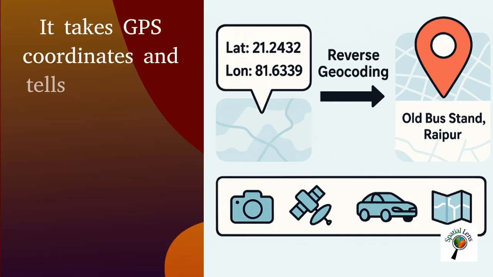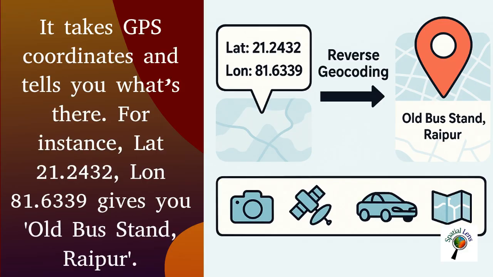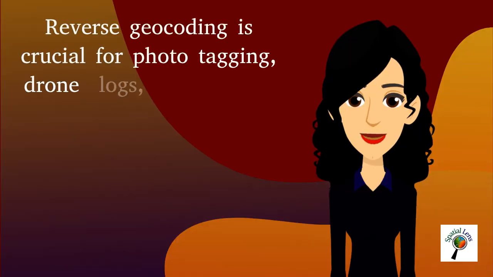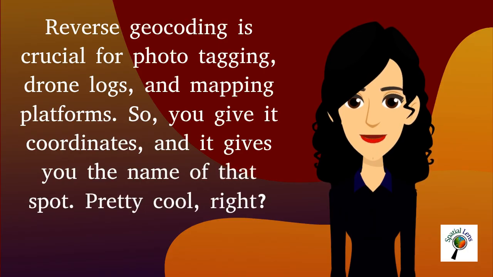Now, let's flip this process to talk about reverse geocoding. It takes GPS coordinates and tells you what's there. For instance, if you type the lat and lon of Old Bus Stand Raipur, it gives you Old Bus Stand Raipur. Reverse geocoding is crucial for photo tagging, drone logs, and mapping platforms. So, you give it coordinates and it gives you the name of that spot. Pretty cool, right?